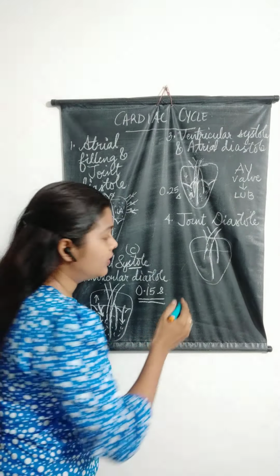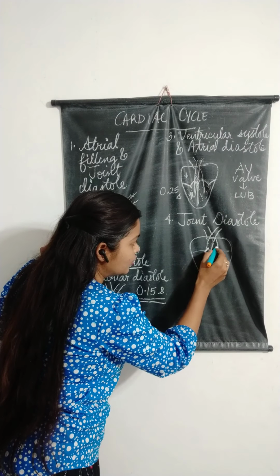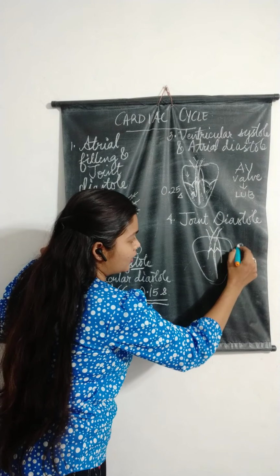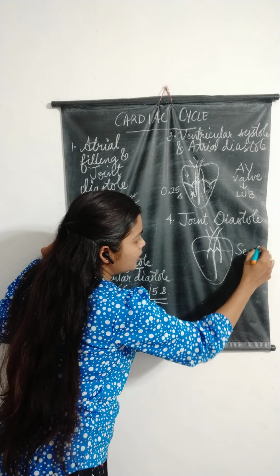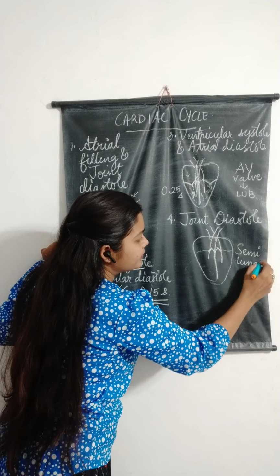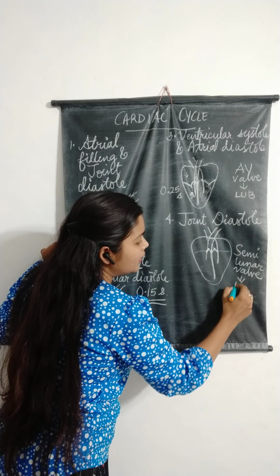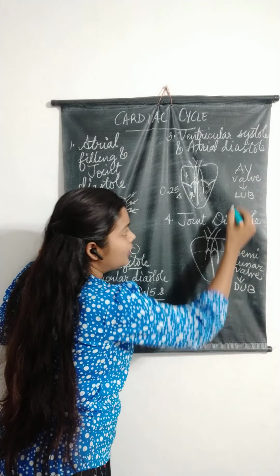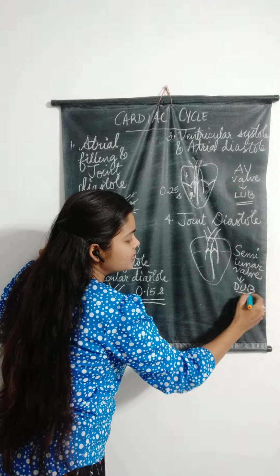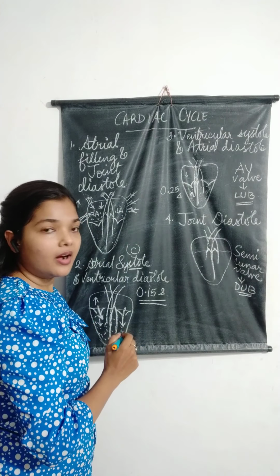In order to prevent the backflow of blood, the semilunar valves now get closed. This causes closing of semilunar valve. The closing of semilunar valve produces a sound called dub. Lub and dub sound, these two form the heartbeat.